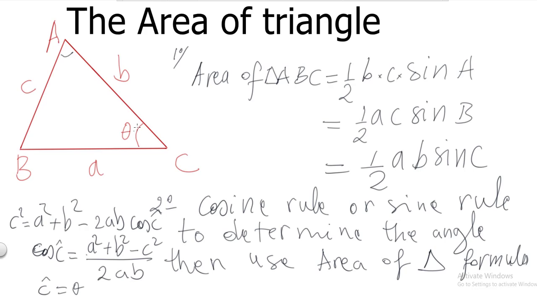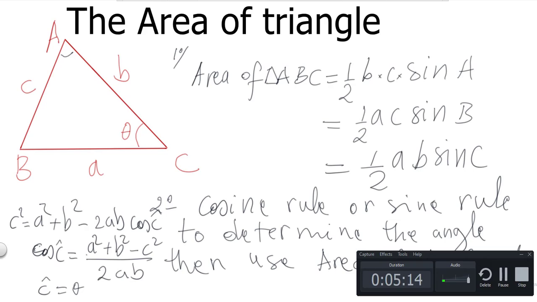So once we find the angle theta, we use this formula of the area: 1 over 2 AB multiplied by sin theta. So we're going to pause. I'm going to try to raise this, then we give an example.